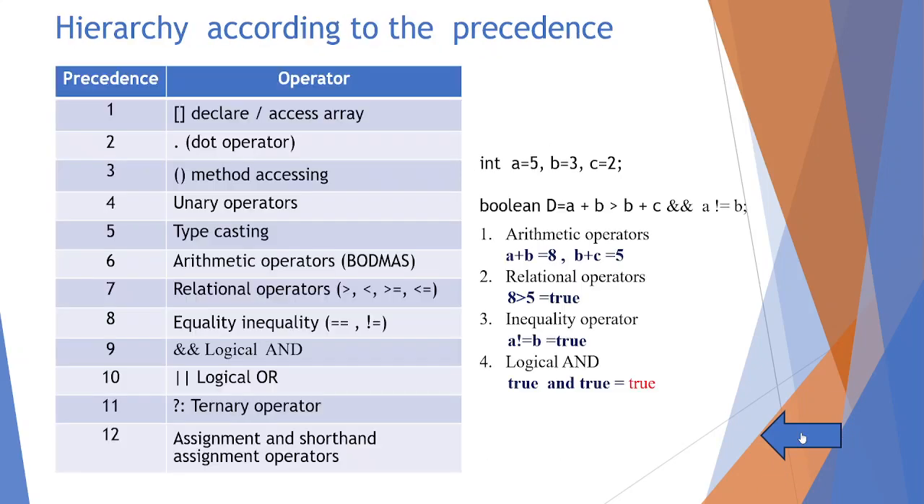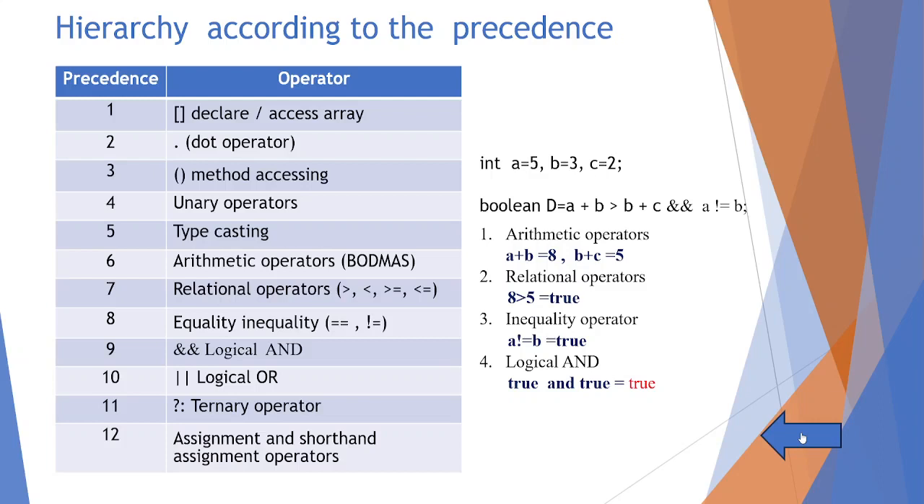Hierarchy according to the precedence. Although I haven't explained accessing array, declaring array, the highest preference is given to that square brackets operator. This precedence is not a simple serial number. It is the priority given. First priority, square bracket. Second priority, dot operator. Third priority, method accessing, which we will understand a little later on. Unary operators, fourth priority. Typecasting, arithmetic operators, that too using BODMAS.